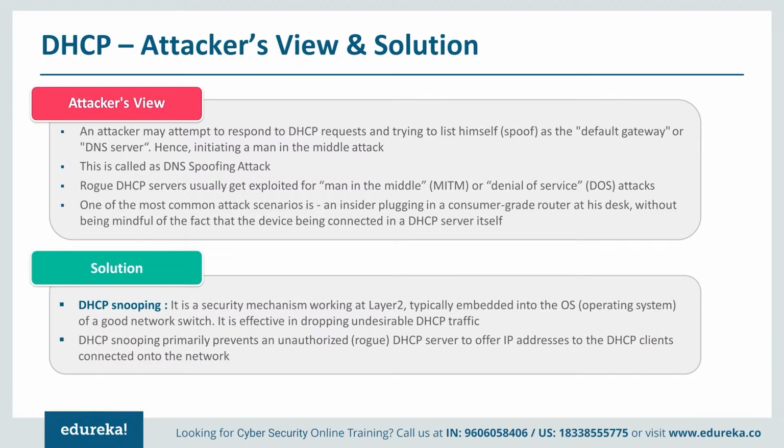So from a DHCP point of view, what does an attacker look for? An attacker can also spoof into the network. Once he gets access to the default gateway, he can obviously spoof any traffic coming in and going forward. He can perform a man in the middle attack or a denial of service attack.